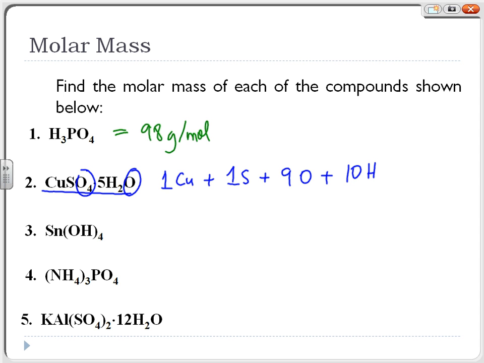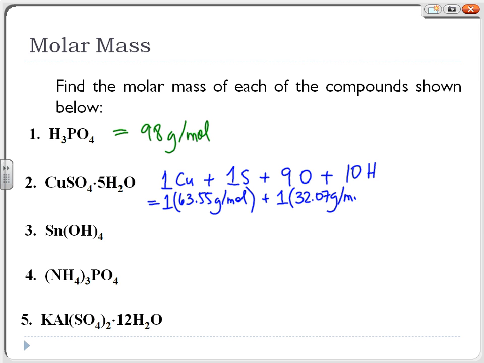So just because it's a hydrate doesn't mean you need to panic. You just need to add up everything in that molecular formula. So if I do that, my copper is 63.55 grams per mole. I've got 1 sulfur, that's 32.07, I think. Let me check that. Yep, that's good.